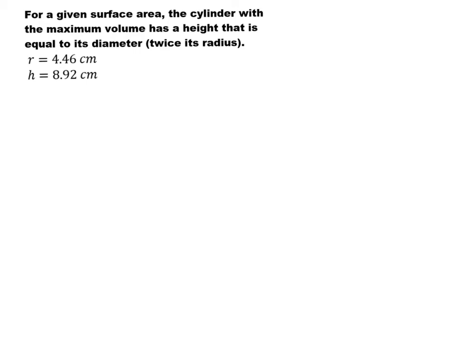Again, while making the chart is useful for seeing the relationship between a cylinder's radius, height, and its volume, it is an inefficient method for finding the cylinder with the maximum volume for a given surface area. Since we know that the height of the cylinder with the maximum volume for a given surface area is equal to twice its radius, we can substitute 2r for h in the surface area formula, like so.